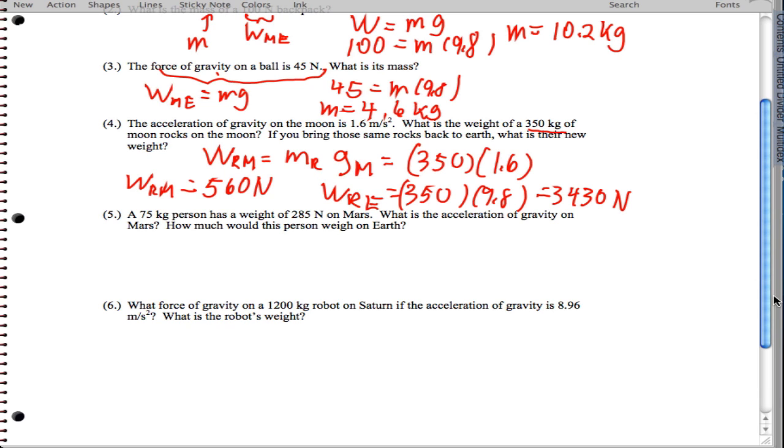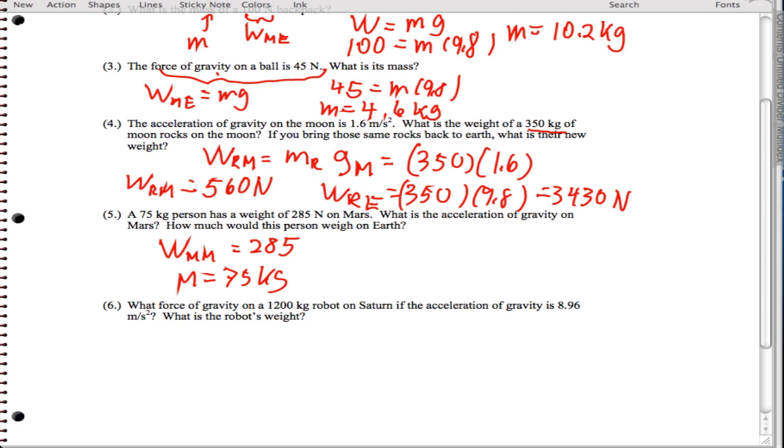Now, continuing on, problem number 5. A person has a weight of 285 newtons, so the weight of the mass on Mars is 285, and the mass of the person is 75 kilograms, and we want to know what gravity is on Mars.